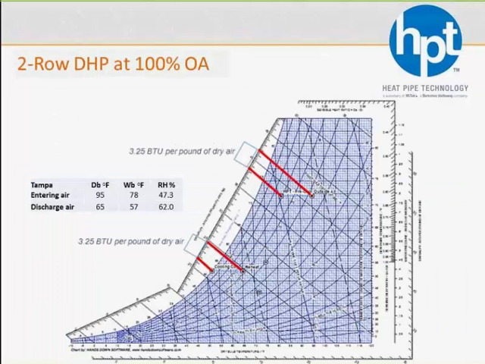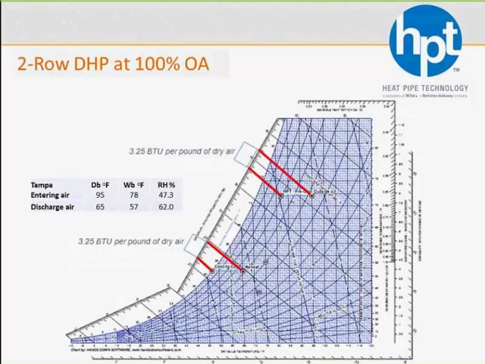Now let's look at the wraparound heat pipe. Much different psych chart. We're pre-cooling the air, but again, it's sensible cooling only, so it's just straight across. Not as much of an enthalpy change, not even half, about a third. And we're not going to do any preheating.